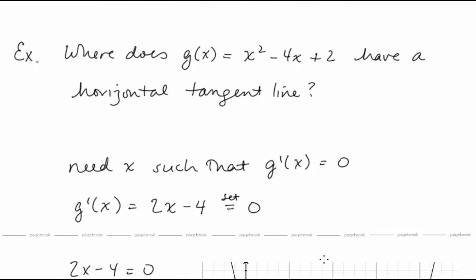Let's take a look at this. Where does g of x equals x squared minus 4x plus 2 have a horizontal tangent line? Well, we know when we see horizontal tangent line, they're telling us that the slope must equal 0. So we're looking for the x values such that g prime of x is equal to 0. Because remember, g prime of x gives us the slope of g at any point. So we take g prime of x, we get 2x minus 4 plus 0, and we set that equal to 0. And we solve for x.